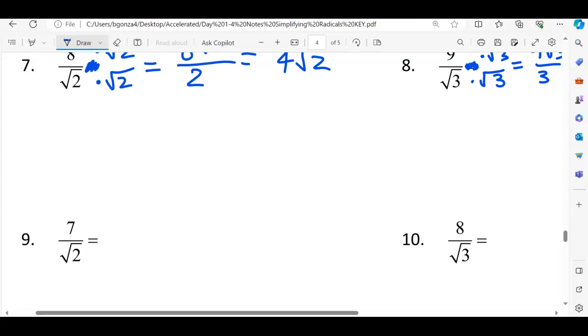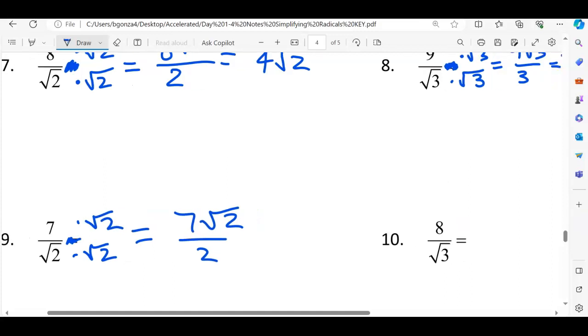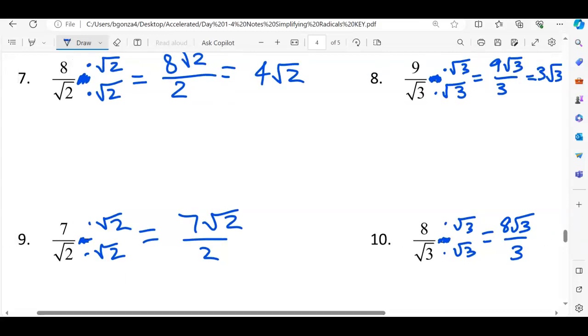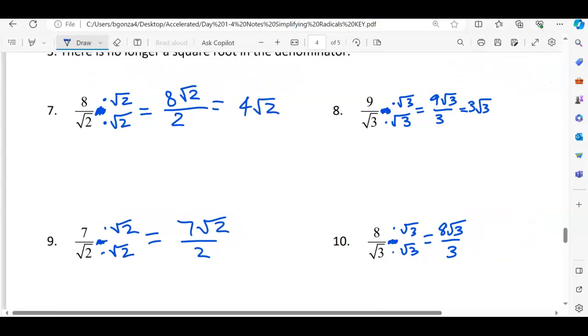All right, here we go. Number 9. How do I get rid of that square root of 2 on the bottom? What do I multiply by? Square root of 2 on the bottom and the top. The top gives me 7 square root of 2. The bottom gives me 2. That's it. Number 10. To get rid of the square root of 3 on the bottom, I do times square root of 3 times square root of 3. On top, I have 8 square root of 3. On the bottom, I have a regular 3, and it does not reduce. Okay? Any questions on those?